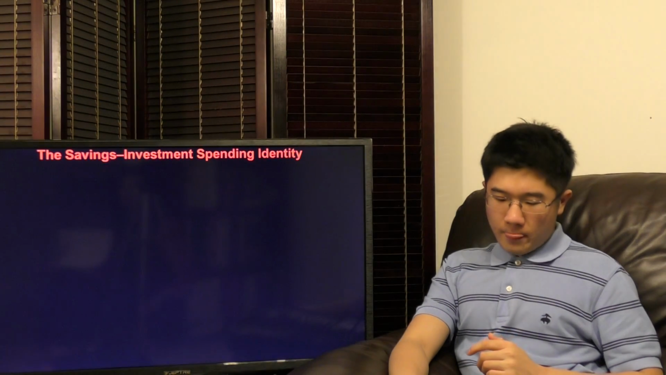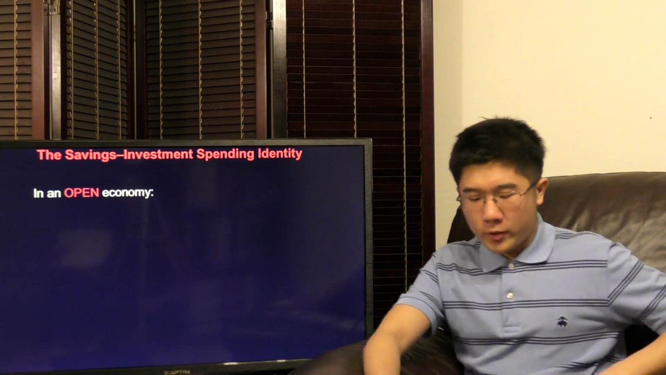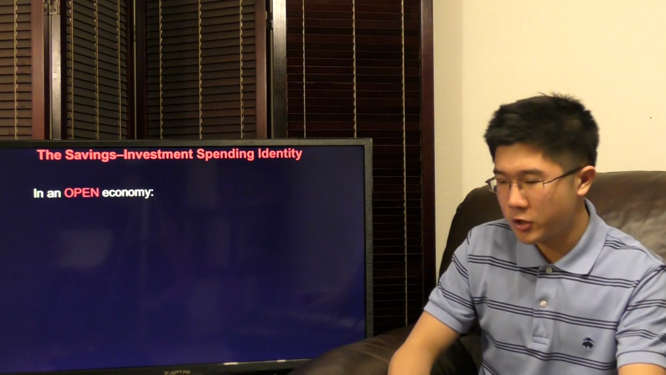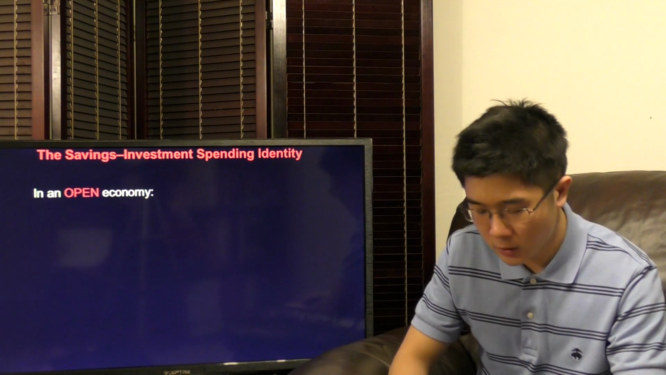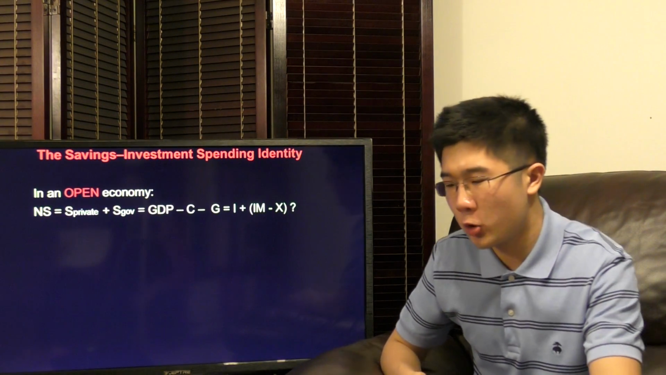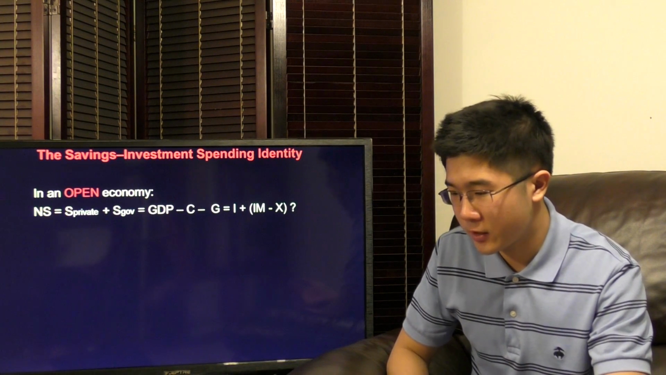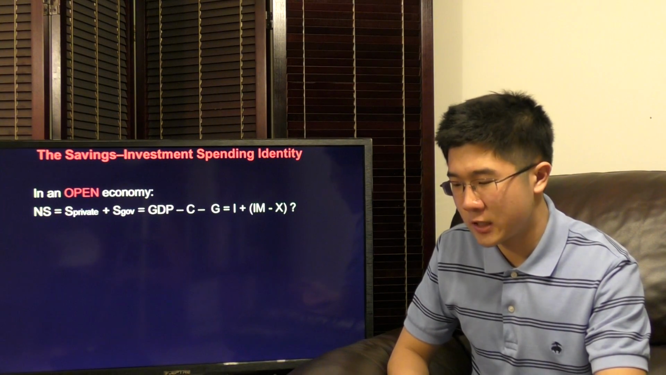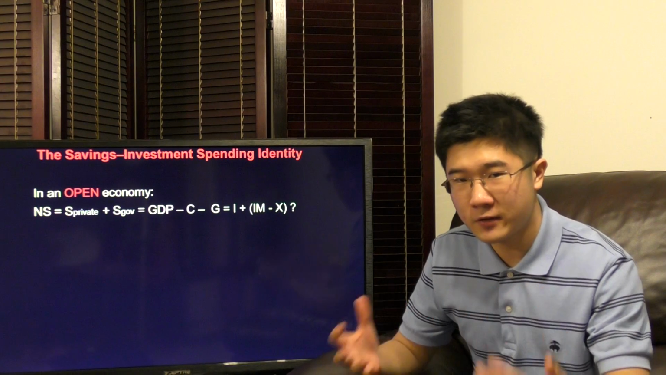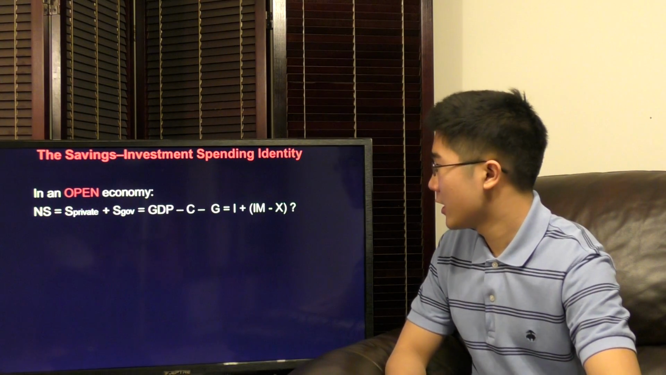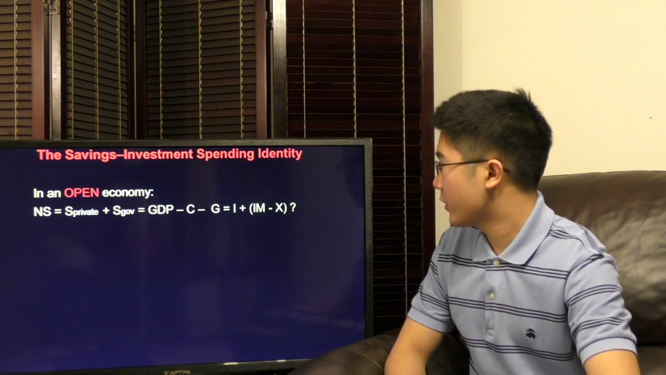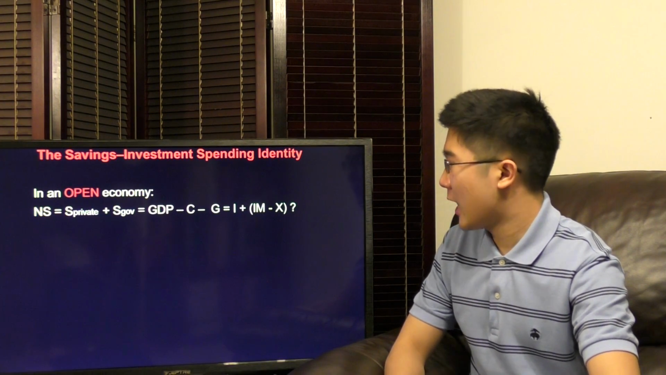Now let's talk about our open economy. An open economy is the economy that most countries have. It's a type of economy we haven't covered in the U.S. yet, obviously. First of all, national savings in the open economy is still the same thing: private savings plus government savings. However, the more specific details are a bit modified from the closed economy. We see here GDP minus C minus G. However, this then equals I plus IM minus X.